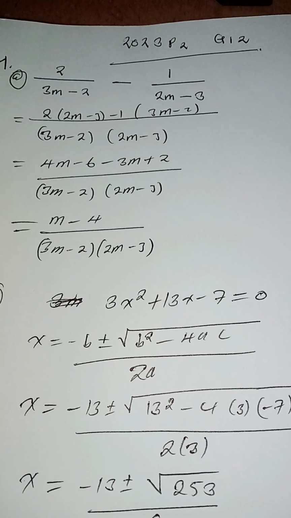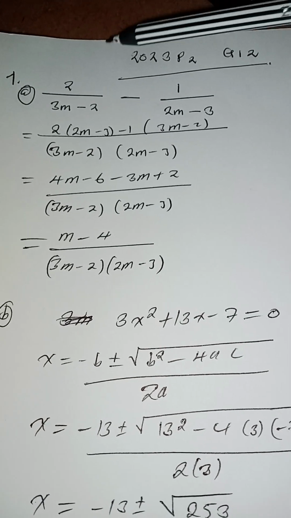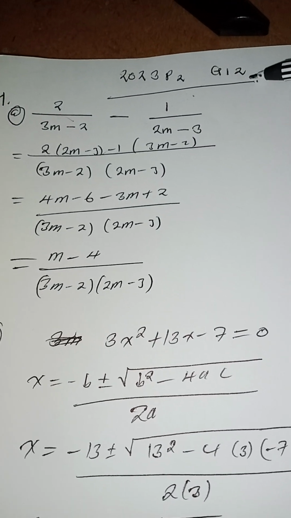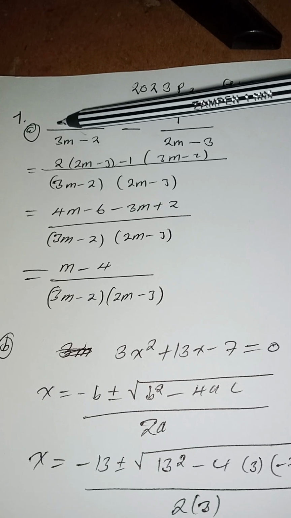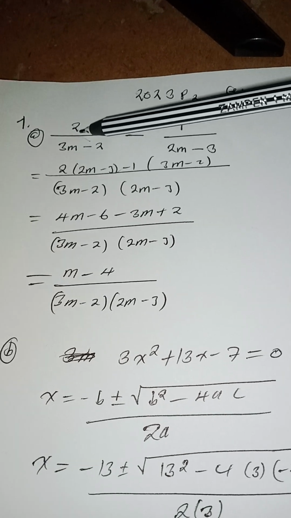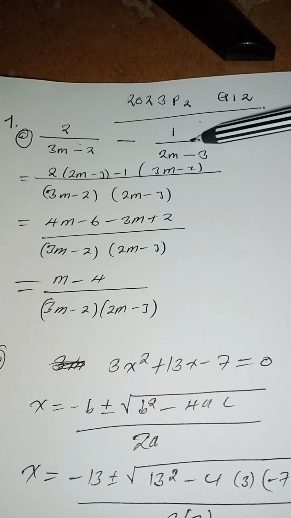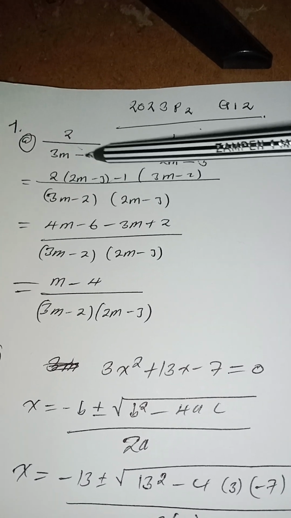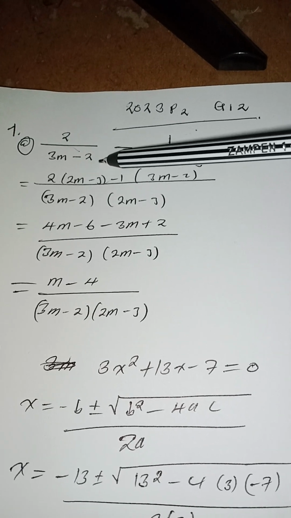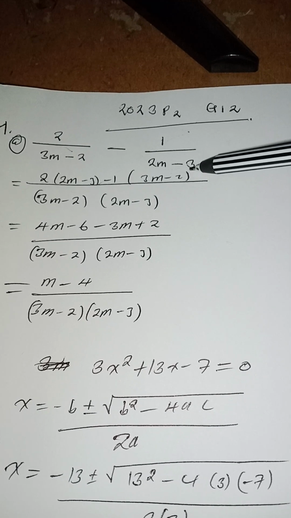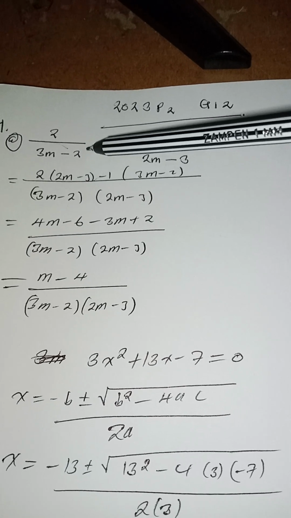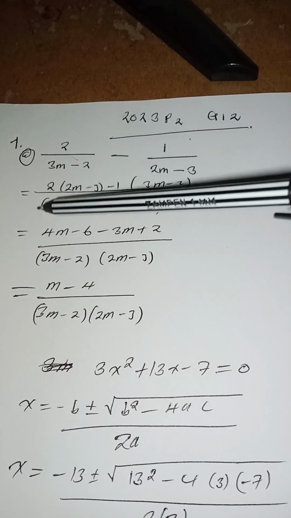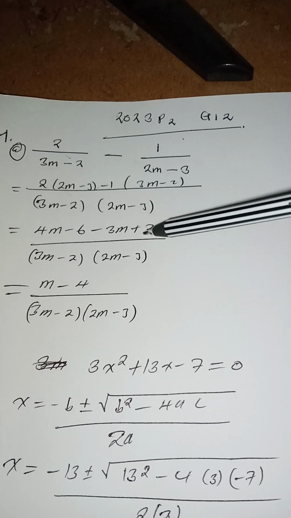Hello. So we're trying to solve this question that came in the 2023 Paper 2, Grade 12. It was question A, where they were saying express this as a single fraction. So what we need to do is find the common denominator of these two, 3m minus 2 and 2m minus 3. In terms of variables, you pick them the way they are and then multiply them. So that's why I've said this, and it is the common denominator.